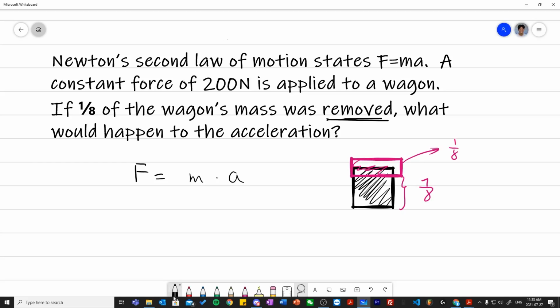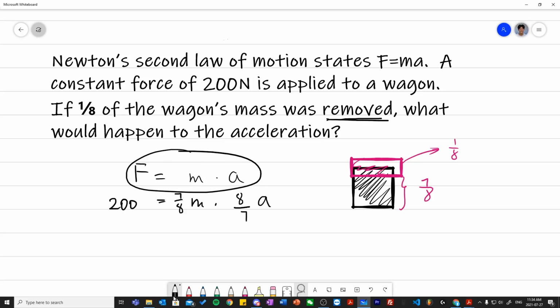So we have a constant force of 200 newtons, and now we only have 7/8 of the original mass left. What would happen to the acceleration? Would it increase or decrease, guys? Increase. Did anybody say decrease? Increase, right? Okay, good. Because now what you're gonna have to do is multiply a by 8/7, right? So you're not changing this equation, right?